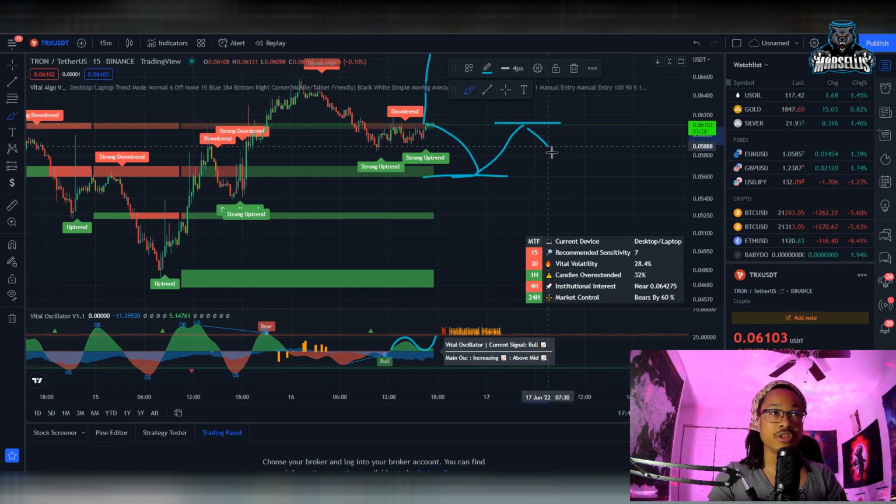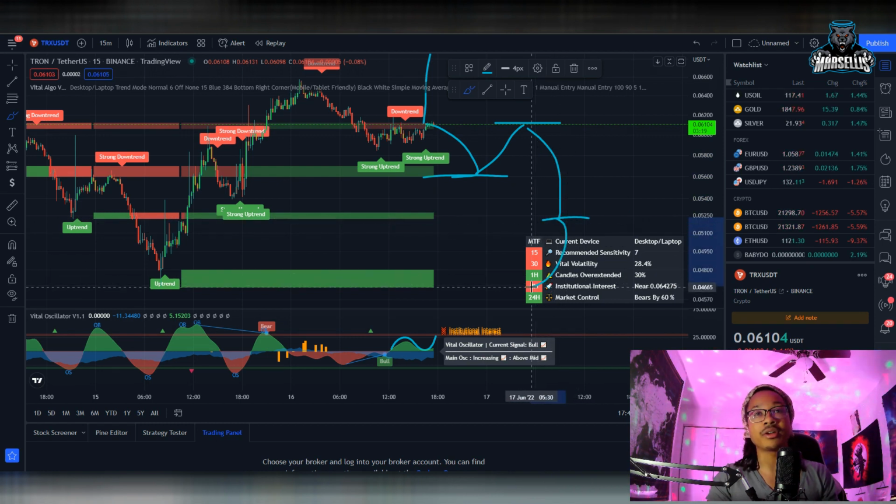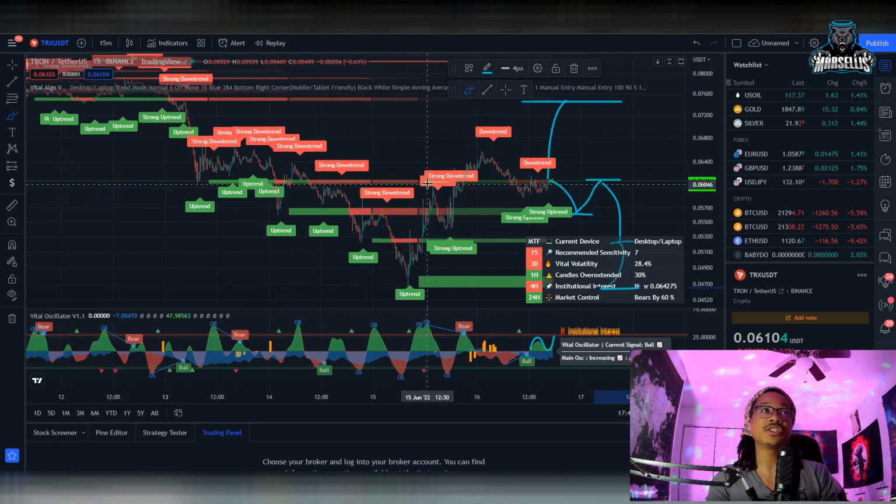And if we get rejected again, you'll see it going back down to the next support. The next support is at 0.052. So that's the next one. And then the next support after that is all the way down here at 0.046. So that's what you want to look at for your supports and your resistance. And this is just the short term.